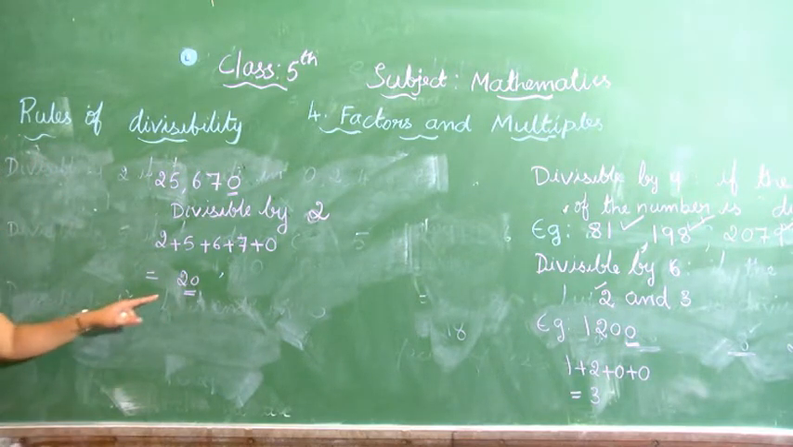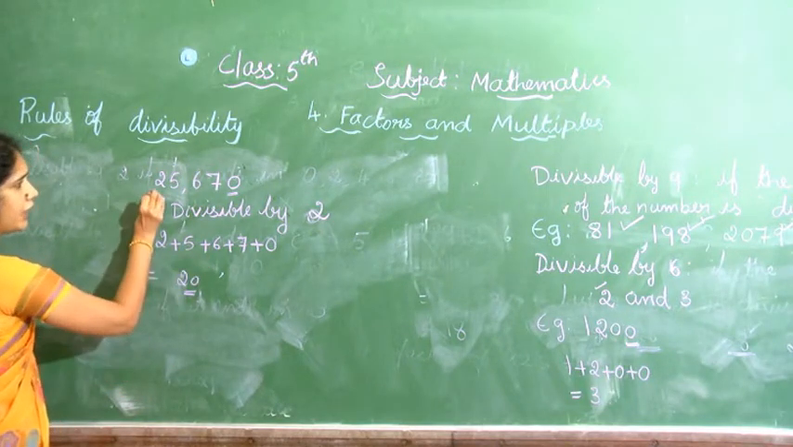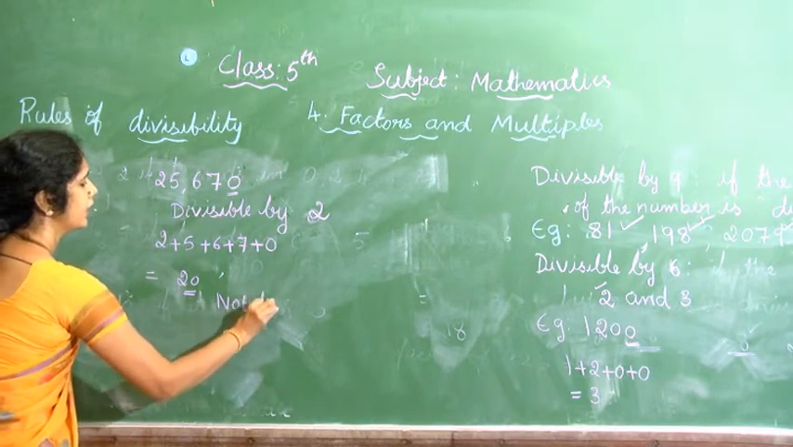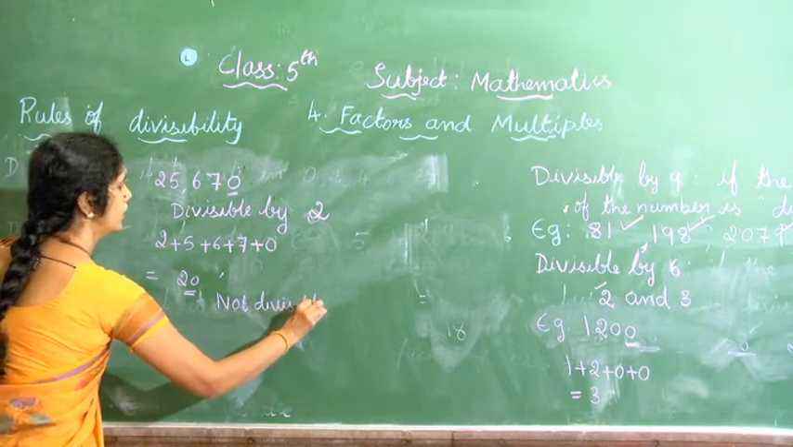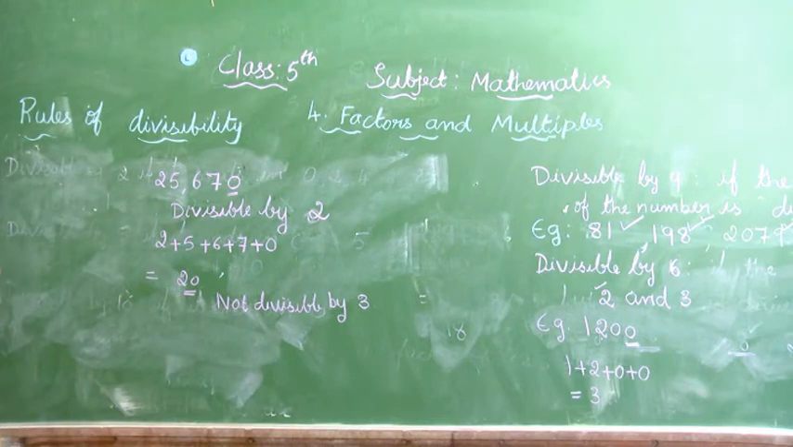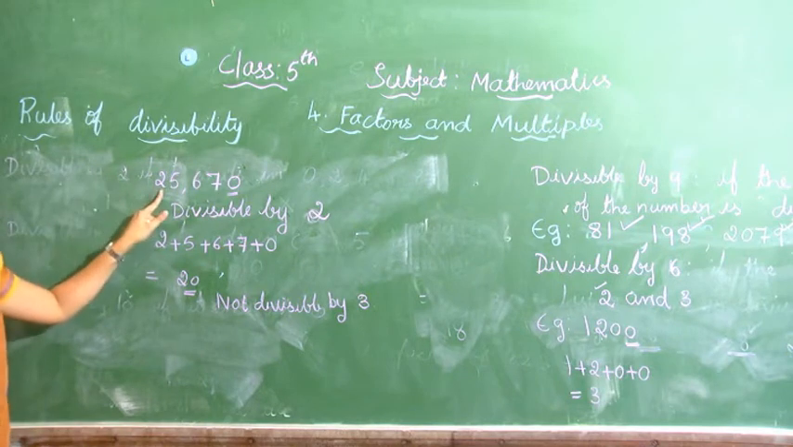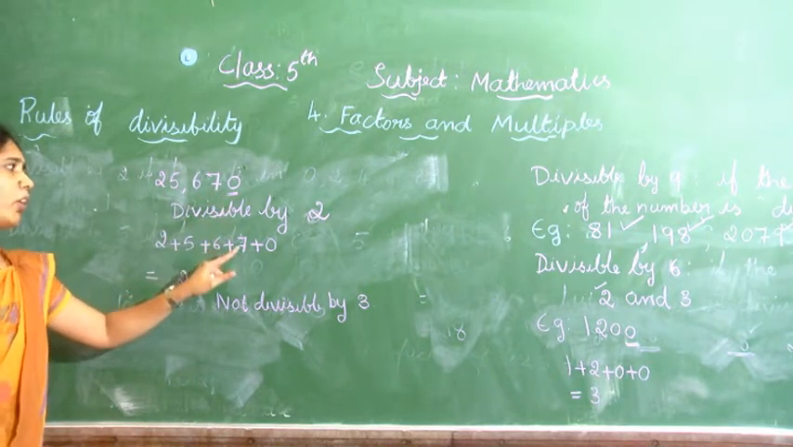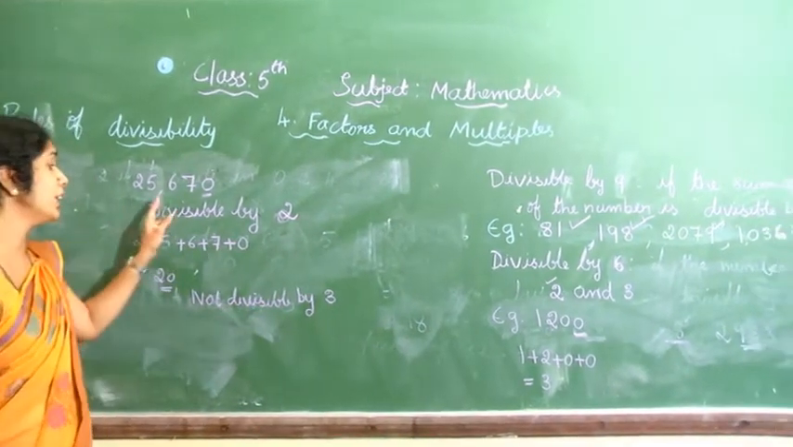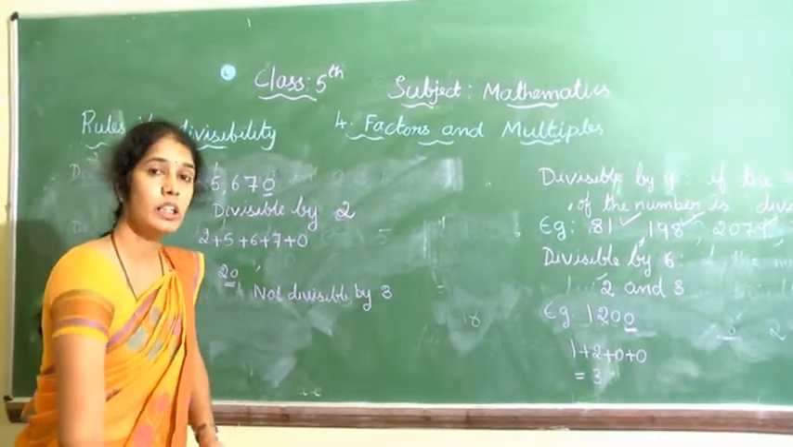So 20 is not divisible by 3. So the number 25,670 is not divisible by 3. So the given number is not divisible by 6. The given number is not divisible by 6 because it should be divisible by 2 also, and it should be divisible by 3 also, but it is not divisible by 3. So the given number is not divisible by 6.